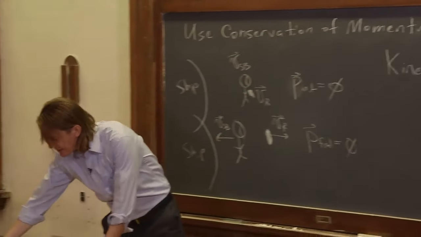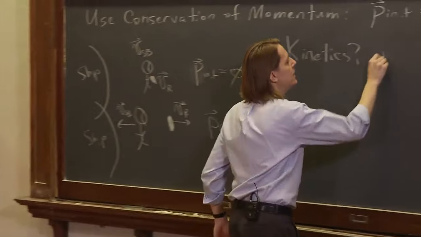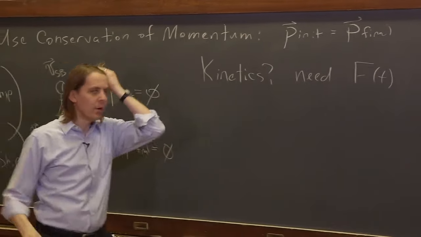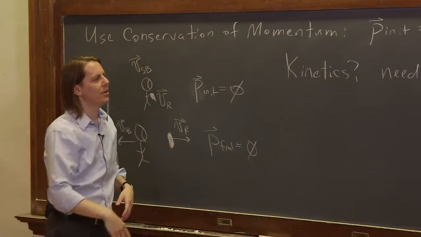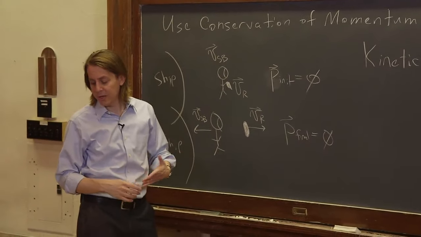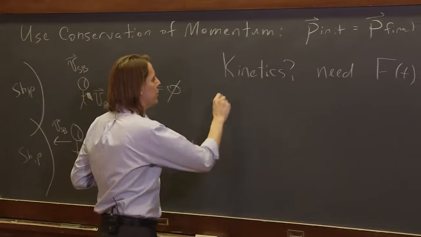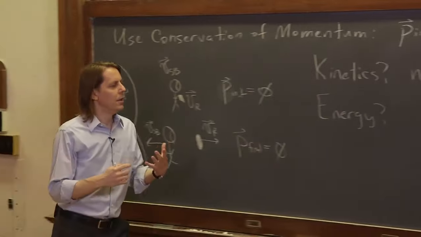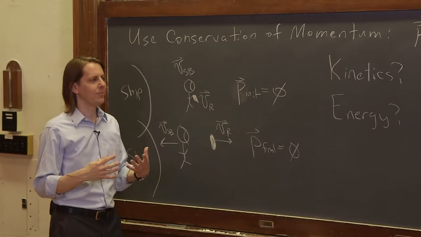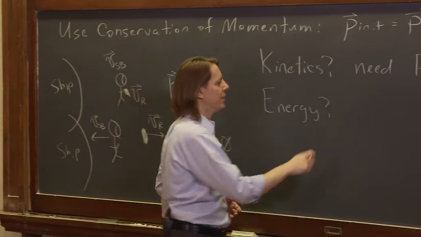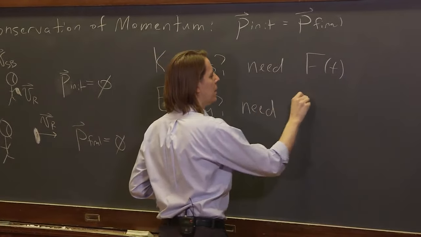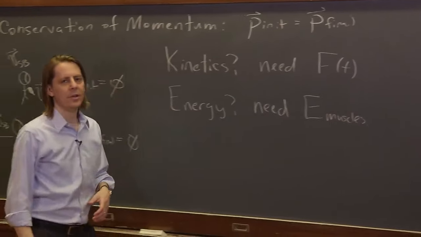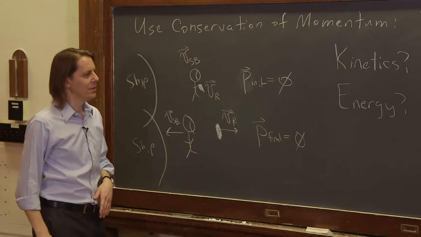But to use kinetics, you're going to get in trouble because you're going to need the detailed force as a function of time. When you throw something, you kind of push it, and maybe it's constant, but how long? So that would be a complicated thing you would need to know. You could solve it. And later in the class, we might have used energy. And energy is conserved, but where did the energy come from? It came from her muscles. She threw it. So you would need the internal energy that was converted from the muscles. Hard to get, usually not given in a physics problem.